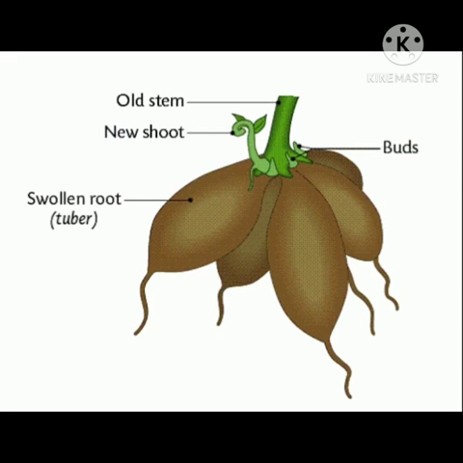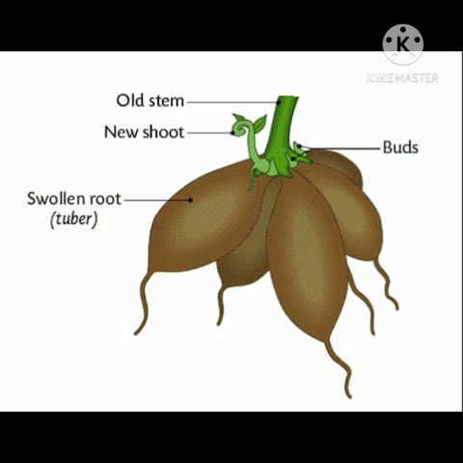Now let's study how natural vegetative propagation takes place by roots, stems and leaves of a plant. First is by root. In some plants like sweet potatoes, vegetative reproduction takes place by roots. Sweet potatoes, which are roots, basically bear adventitious buds on them. You can see an adventitious bud in the given picture.